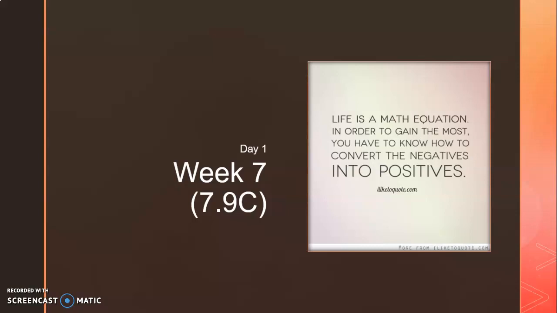But before we do so, let's go ahead and start with our quote. So our quote for today is going to be that life is a math equation. In order to gain the most, you have to know how to convert the negatives into positives, right? Also, if you're struggling with negative numbers, make sure you Google negative numbers. So adding two negatives gives you a negative, subtracting two negatives, you subtract them and keep the sign of the bigger number.